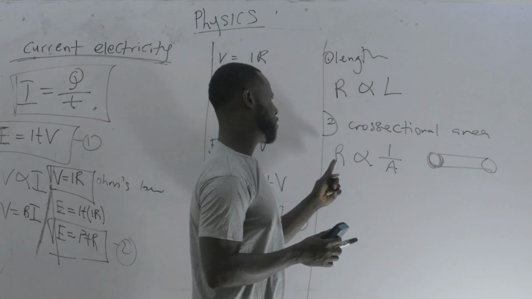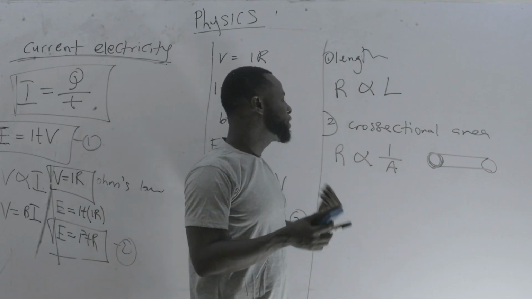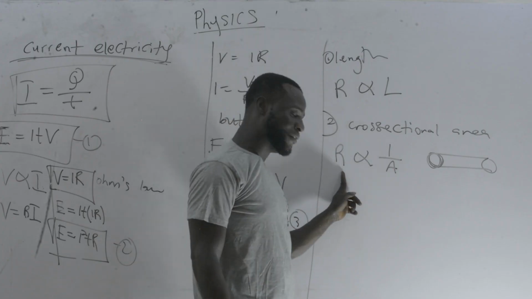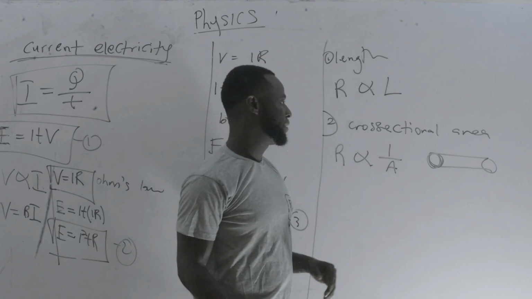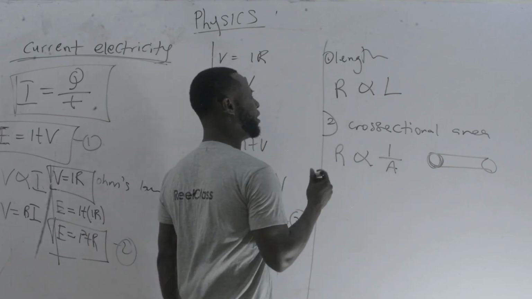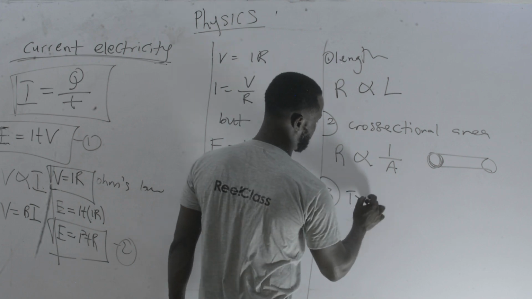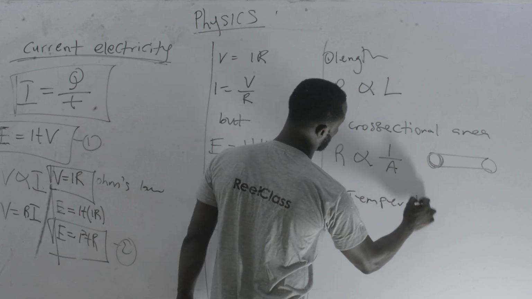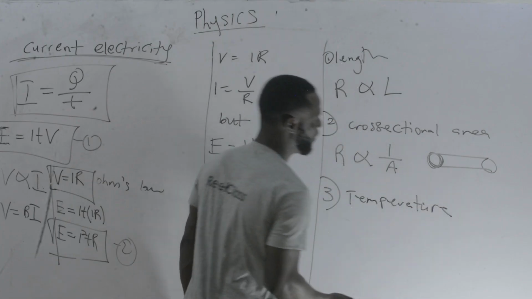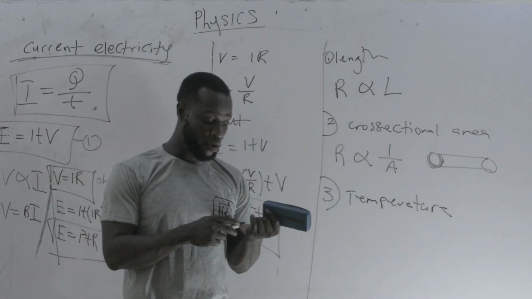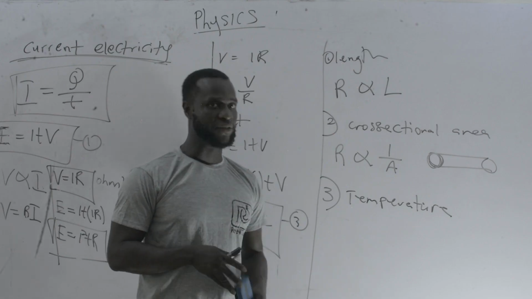And of course, since we just said that resistance is inversely proportional to what? To the area, which means that the larger the area, the smaller the resistance, and the smaller the area, the larger the resistance. Another thing that affects resistance is temperature. For a metallic wire, the higher the temperature, the more the resistance, and the lower the temperature, the less the resistance.